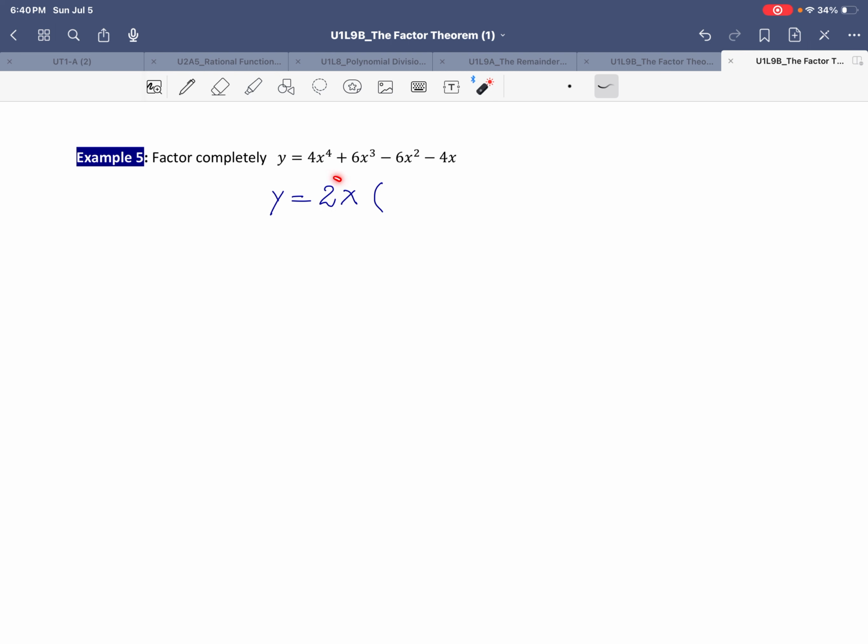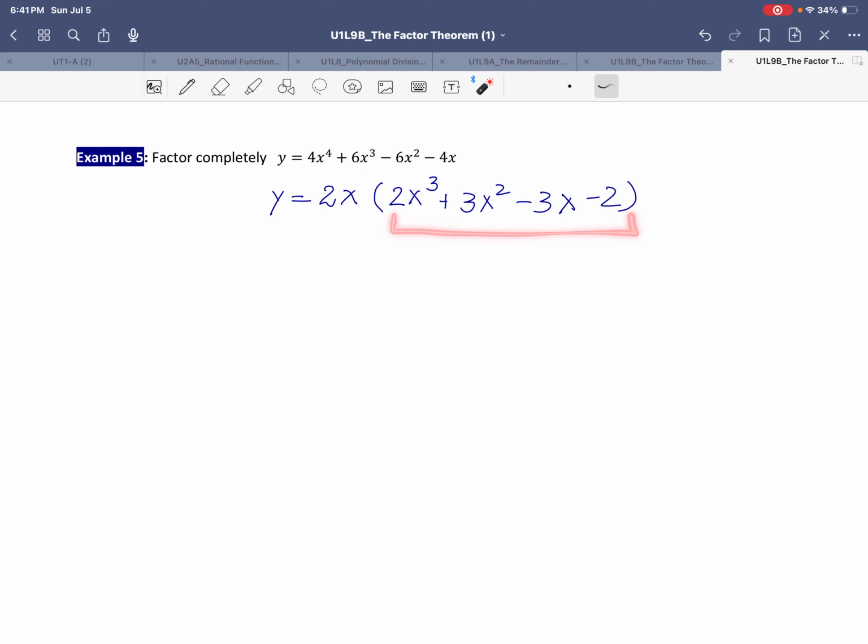So if you take 2x out of 4x^4, we're left with 2x to the power of 3. 6x^3 becomes 6 divided by 2, 3, and then x^3 divided by x is x^2. Negative 6 divided by 2 is negative 3, and x^2 divided by x is x, and negative 4x divided by 2x is negative 2. So we have found the first factor already. That was nice and easy. Now we'll continue with the rest of the polynomial expression.